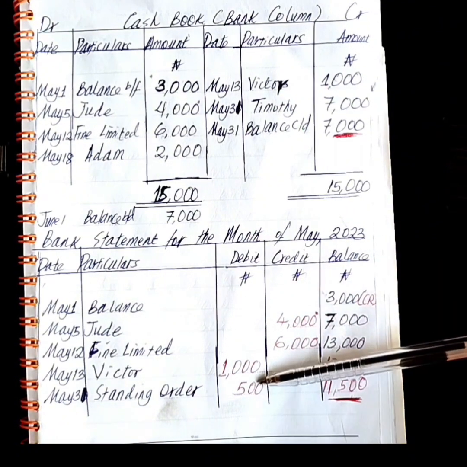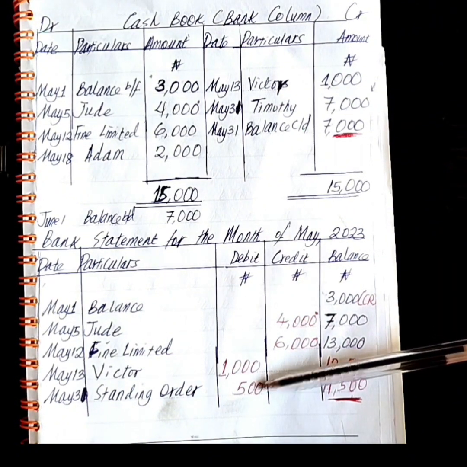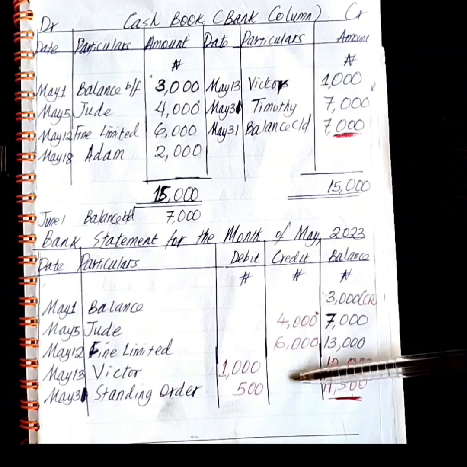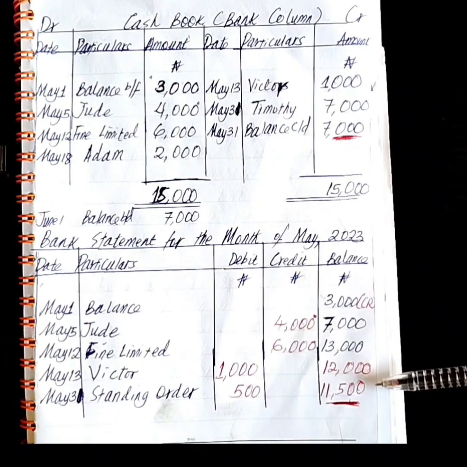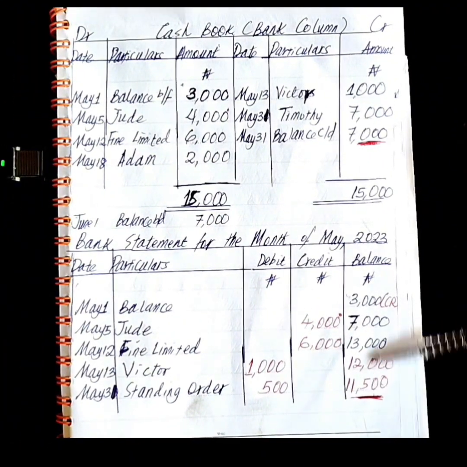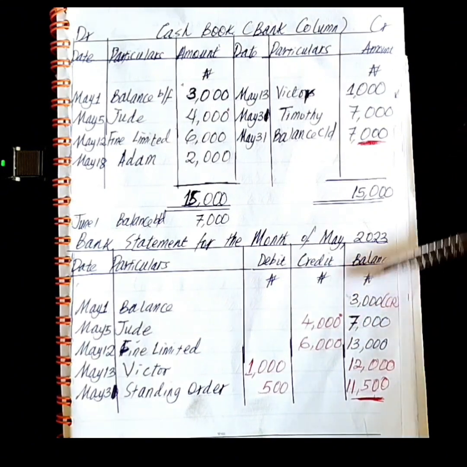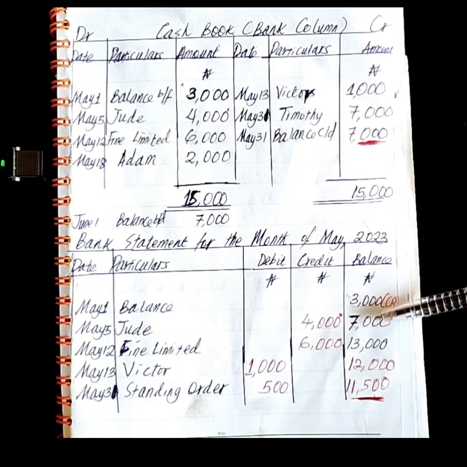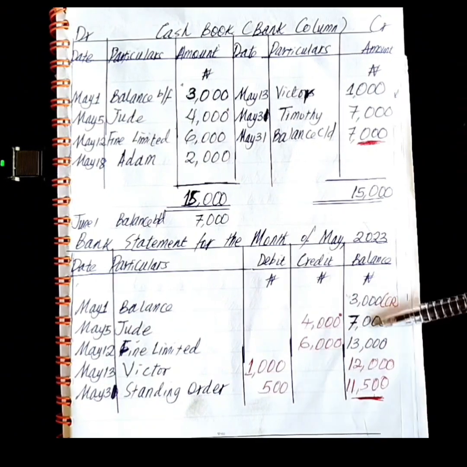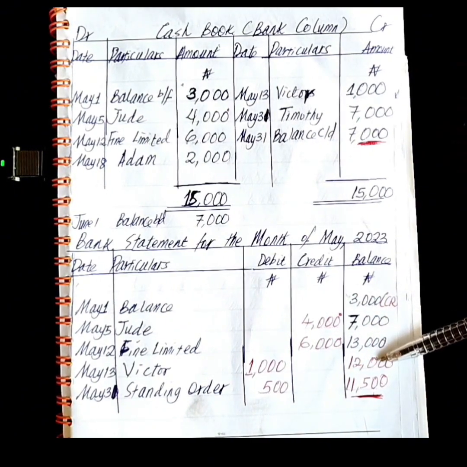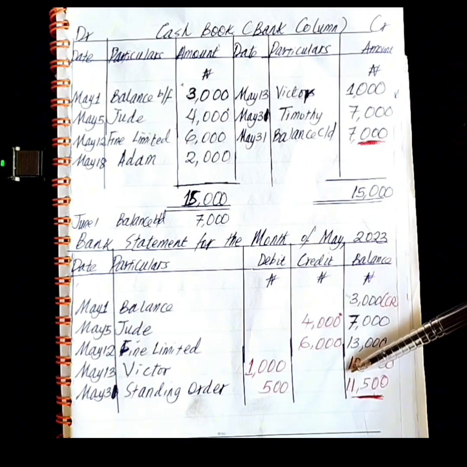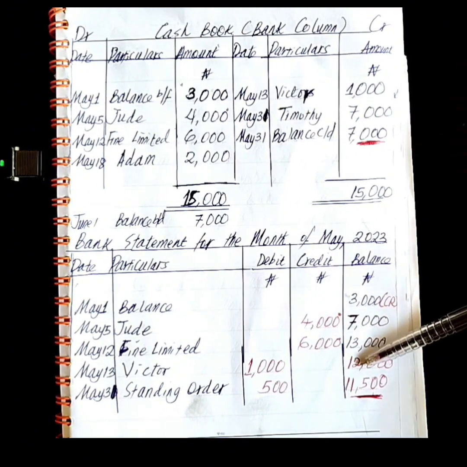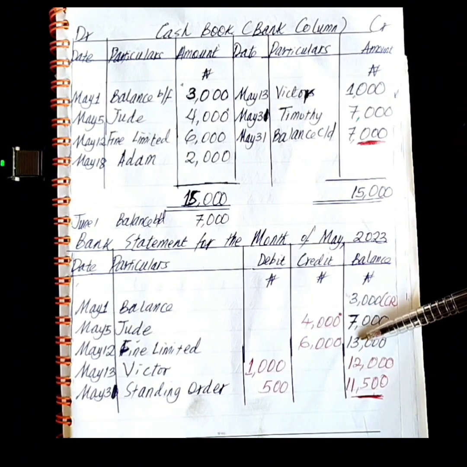Also, when 500 naira was deducted from your account, what happened? Your balance went down by 500 naira, giving you 11,500. We will come to the technicalities of this later, okay? What I want you to do is to start from the elementary stage of this, then you will graduate to the higher stage of it. I hope my explanation so far has been understood by you.